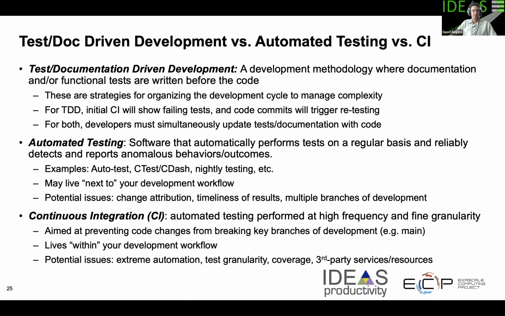I want to distinguish continuous integration from a couple of other buzzwords that are out there. There's test or documentation-driven development, and I guess there's different opinions on the matter. Some people are test-driven development, and some people, like me, are documentation-driven development. But the key idea here is that you keep your tests and your documentation consistent and up to date with your code. For test-driven development, the initial CI shows the failing tests and the code commits trigger retesting. And for both, the developers keep the tests and documentation consistent with the code.